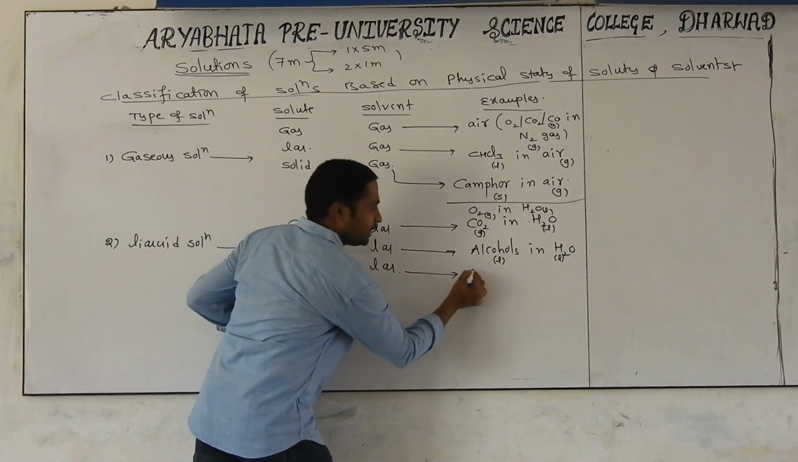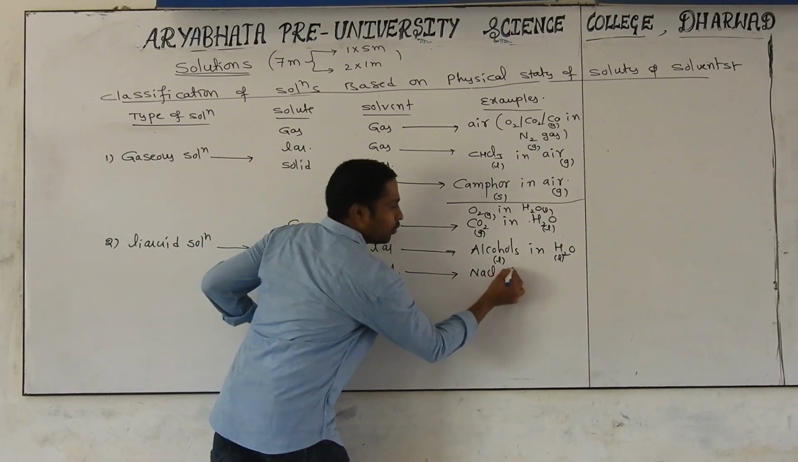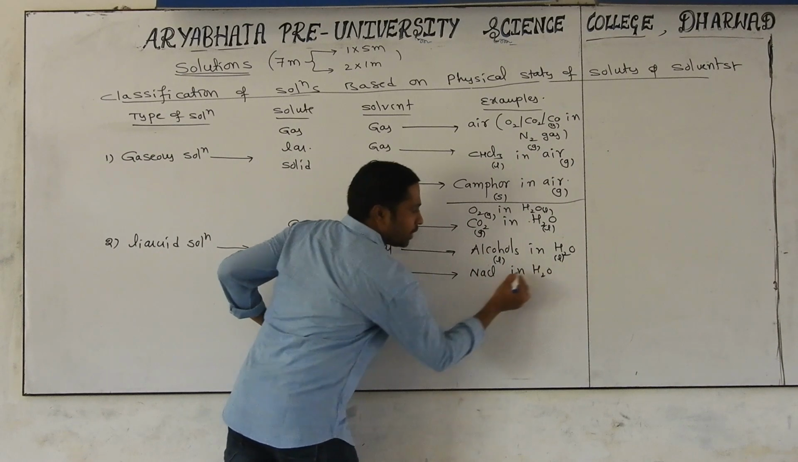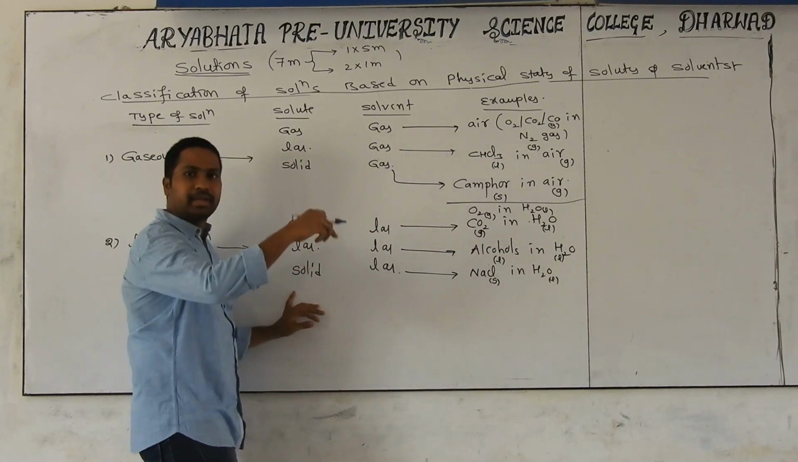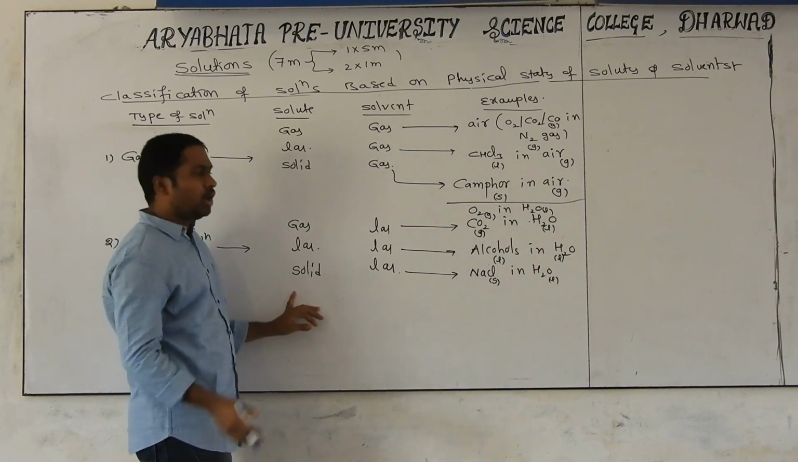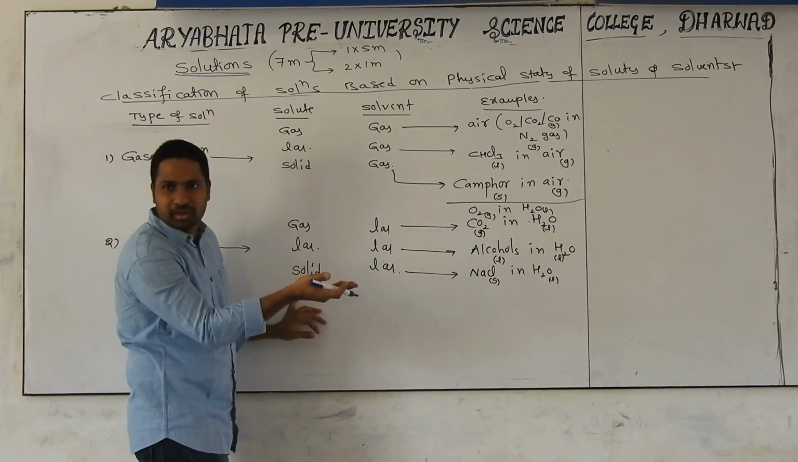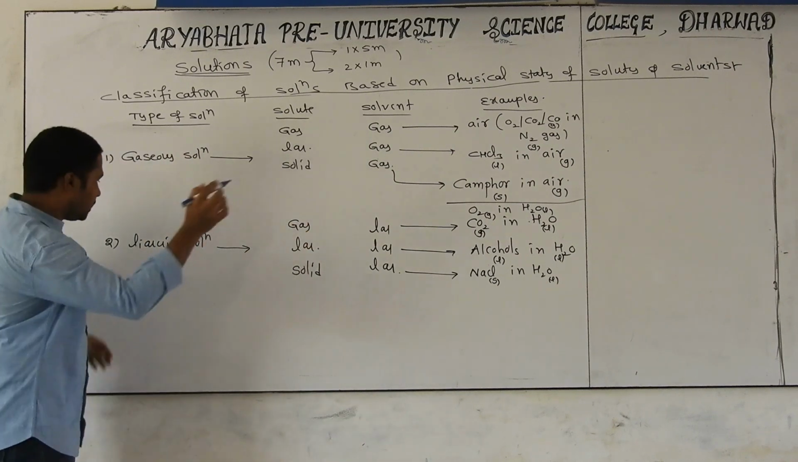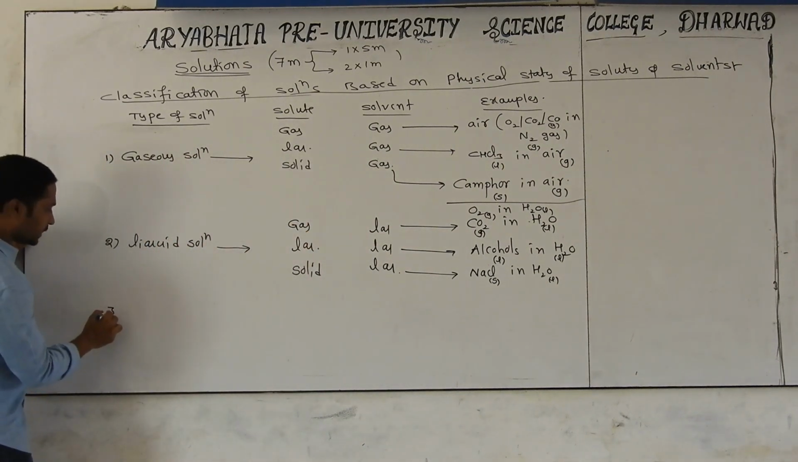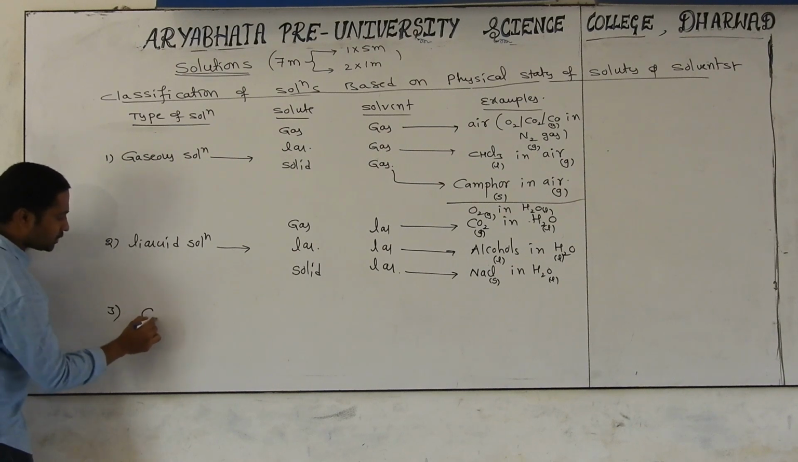Next, if you take solid and liquid, we did so many examples. It is NaCl in water. Yes or no? Why? Because NaCl is the solid, water is the liquid. A solid particle is mixed with the liquid. Otherwise, we can take glucose in water, which also comes under solid and liquid type of solutions. The third category we are discussing is solid solutions.